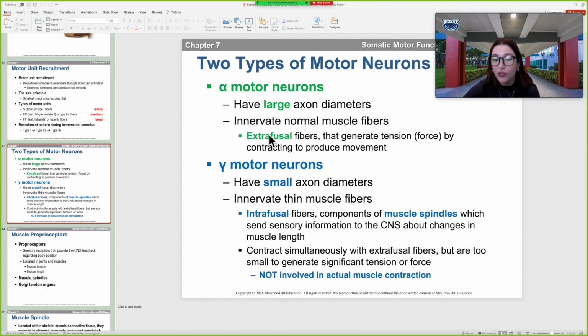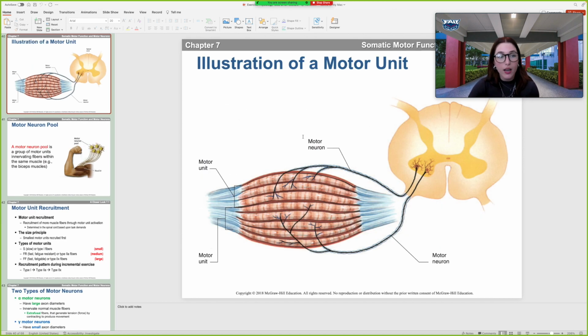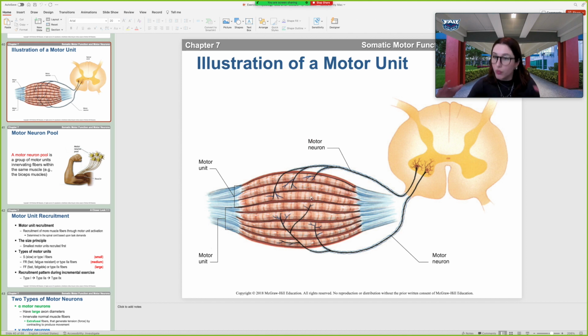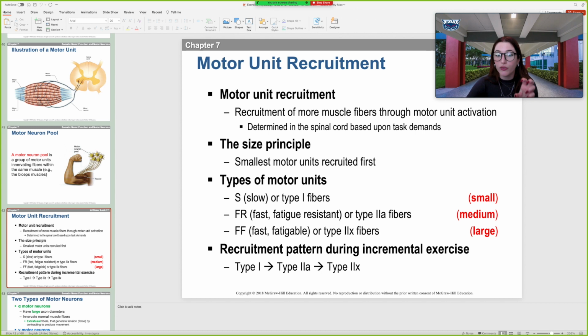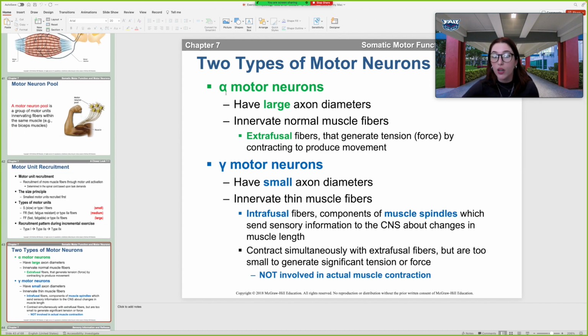Okay, they're called extrafusal fibers. These are just normal muscle fibers, right? So these muscle fibers that contract and produce force, those are called extrafusal fibers. So not only do we have two different types of motor neurons, we also have two different types of fibers, okay? Now these extrafusal fibers that are innervated by alpha motor neurons, again, those are just the regular old muscle fibers. They generate tension, they generate force by contracting, right? All of this stuff here is pretty much everything that we've already talked about.